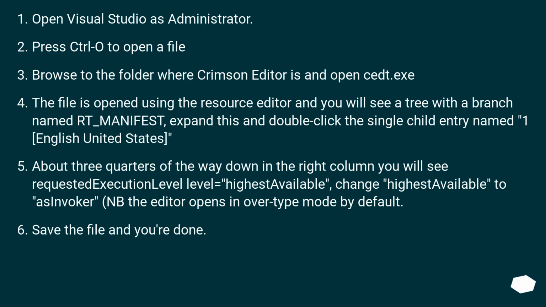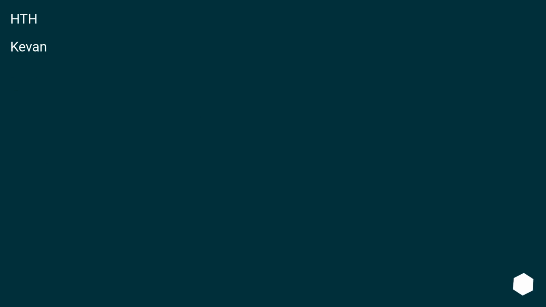About three-quarters of the way down in the right column you will see requestedExecutionLevel equals highestAvailable. Change highestAvailable to asInvoker. And the editor opens in overtype mode by default. Save the file and you're done. HTH. Kevin.